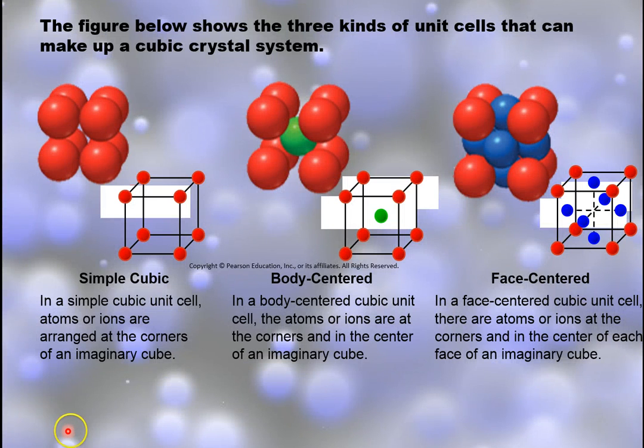So here we have 3 kinds of unit cells that can make up a cubic crystal system. So cubic, the cuboidal shape, is a crystal system, and it has 3 kinds of unit cells. We have a simple cubic, where you have atoms or ions arranged at the different corners of an imaginary cube. In a body-centered cubic, you have atoms or ions at the corners of the imaginary cube, with one in the center. And then face-centered is basically like where you have a cube within a cube. And these are the 3 that I want you to know.